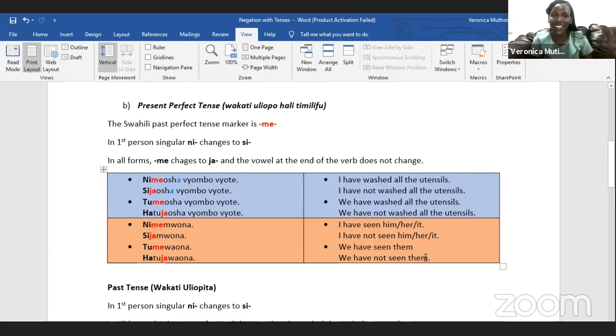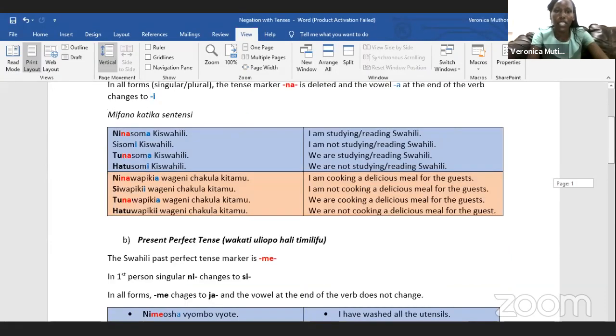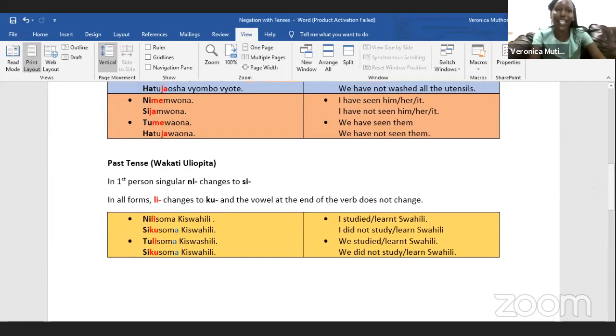Actually, there is one more. We have the present perfect tense. Yes, the past tense is the last one that we are talking about.